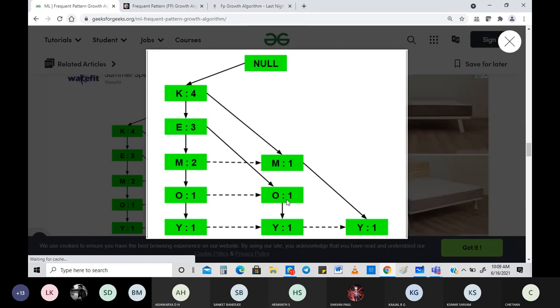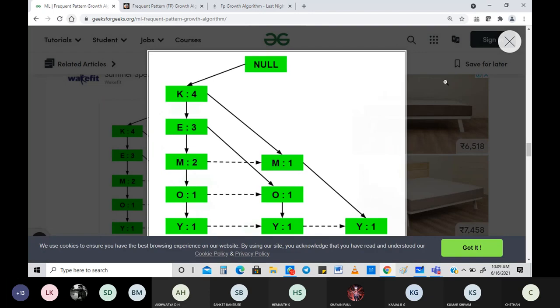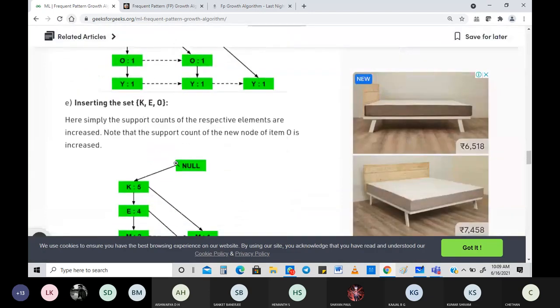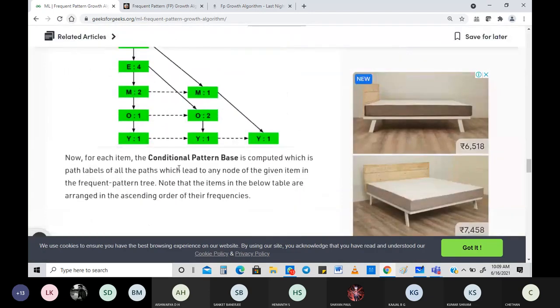Very, very important for you to know. So, what is the next part? Okay. See, all those things are done. K, E, O, everything is done. Now, what is the next thing? Conditional pattern base. The next thing is all about the conditional pattern base, computed for path labels.